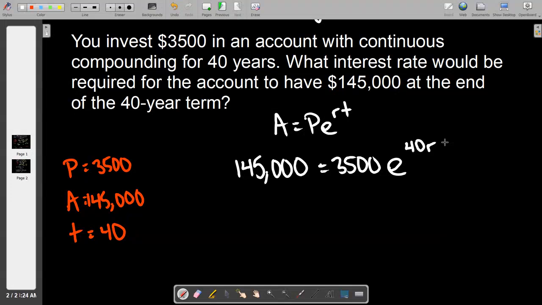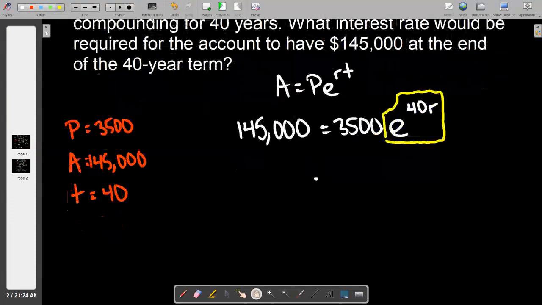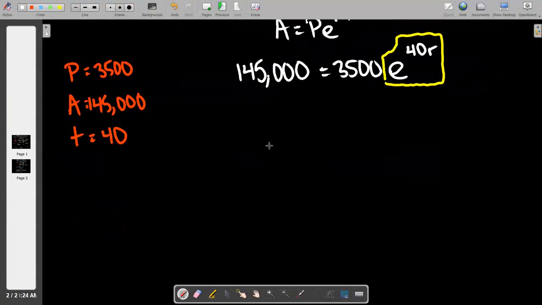So what do we do? You know this. I don't have to tell you this. What do we do first? Divide by 3,500. And again, that yellow thing is called the power, and you want to get the power by itself. So if I divide both sides by 3,500, on the left-hand side, if I take off a couple of zeros, I'm at least left with 1,450 divided by 35.